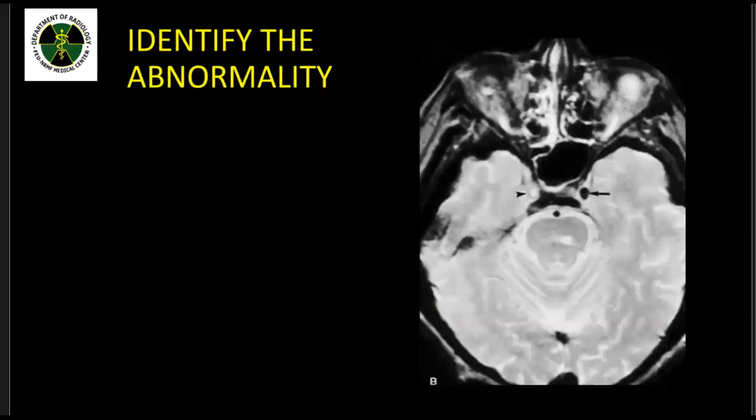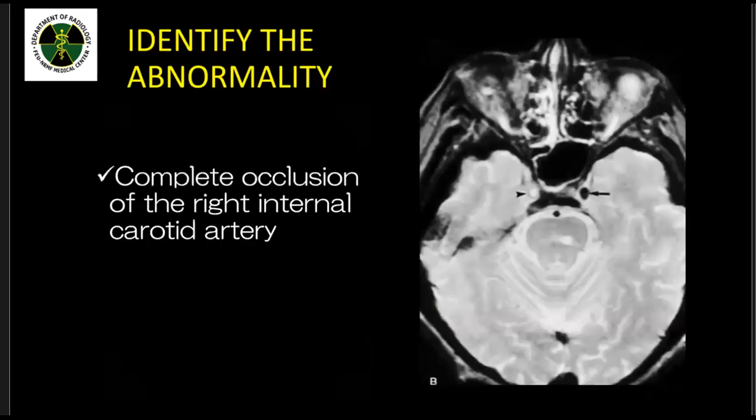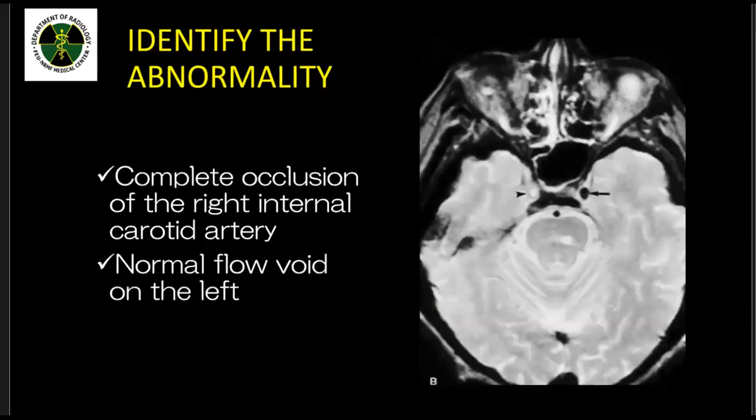So let us identify the abnormality. There's a complete occlusion of the right internal carotid artery. So as on the left, there's no normal flow void. So here's the abnormality.